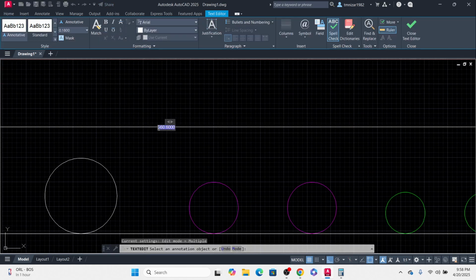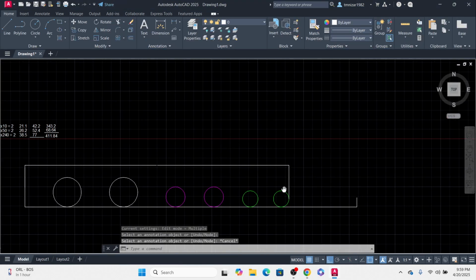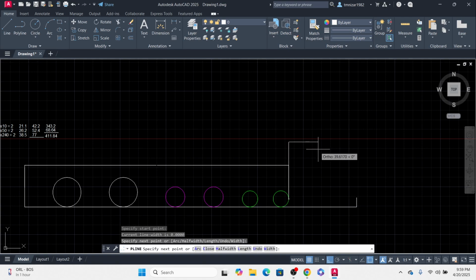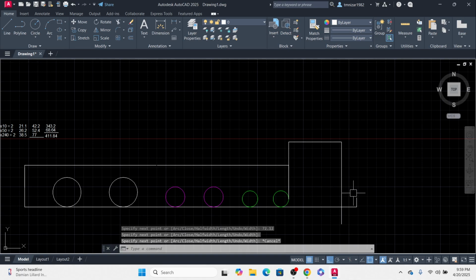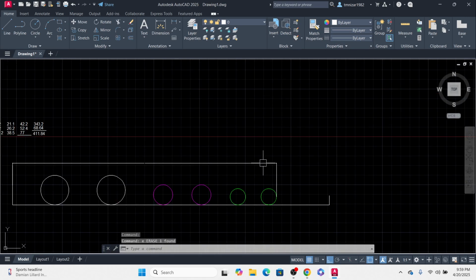Here, how much do I have? 360.60 into 0.2, so I need another space of 72.12. Let's draw 72.12. This is the actual cable tray size we need, including 20% spare.